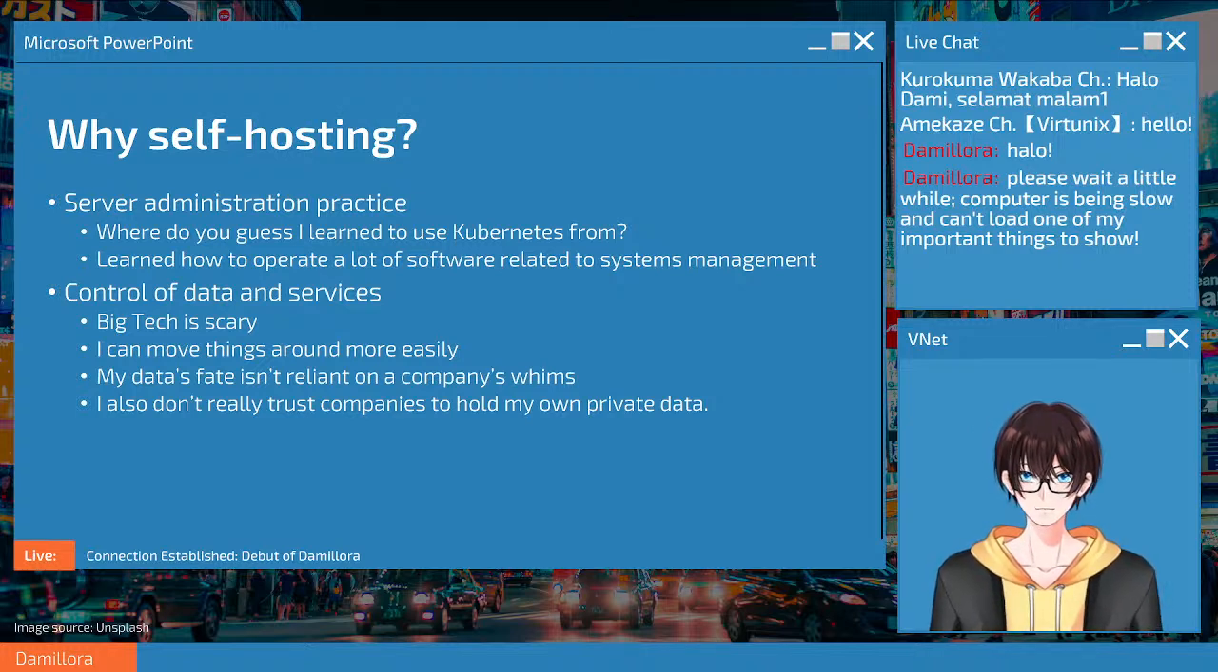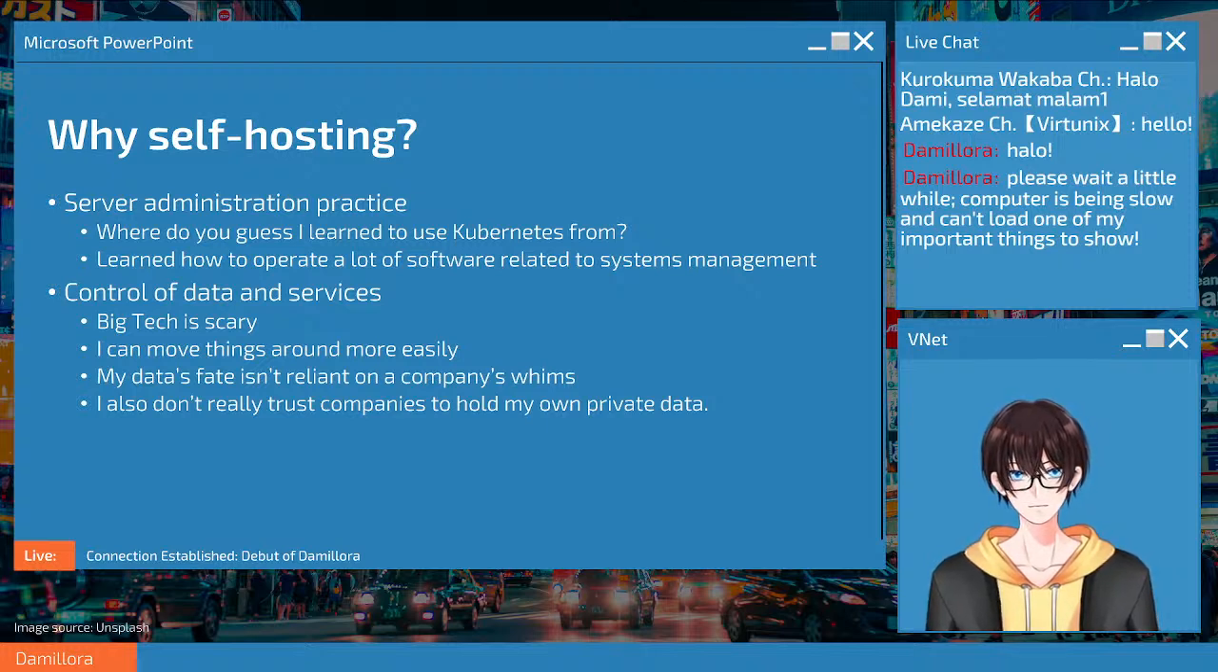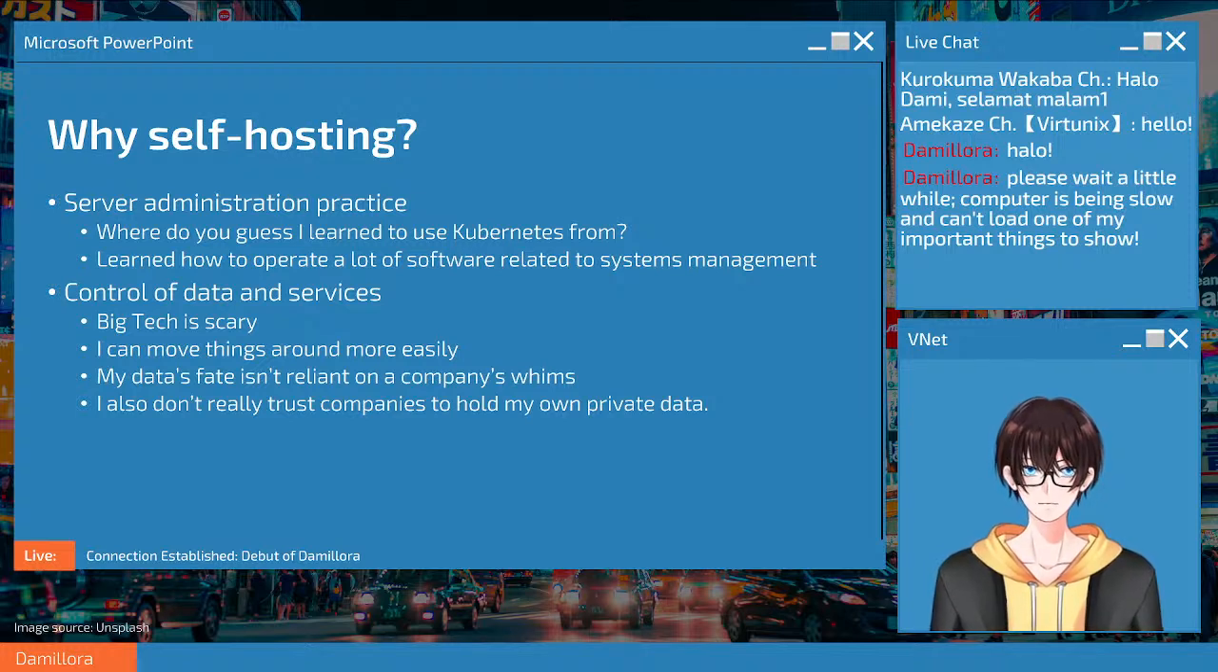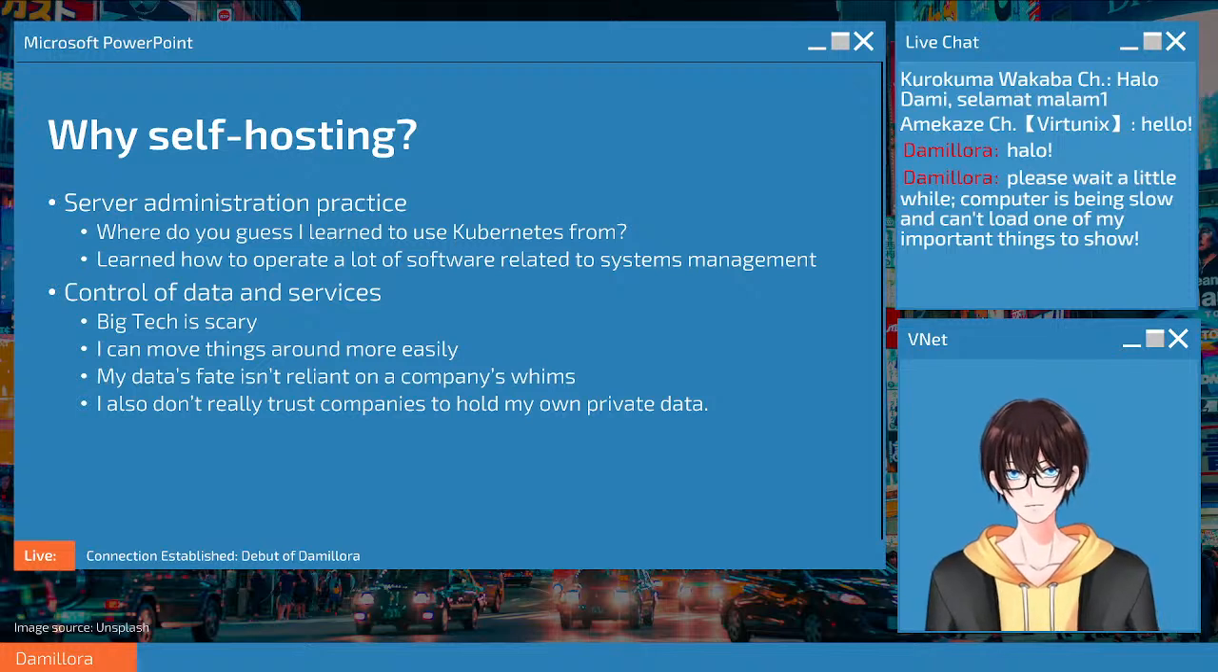Then I also learned how to operate a lot of software related to systems management, like I tried Terraform one time. And also you learn some bits of Linux, because most servers use Linux. In fact, probably most websites use Linux to host their services.